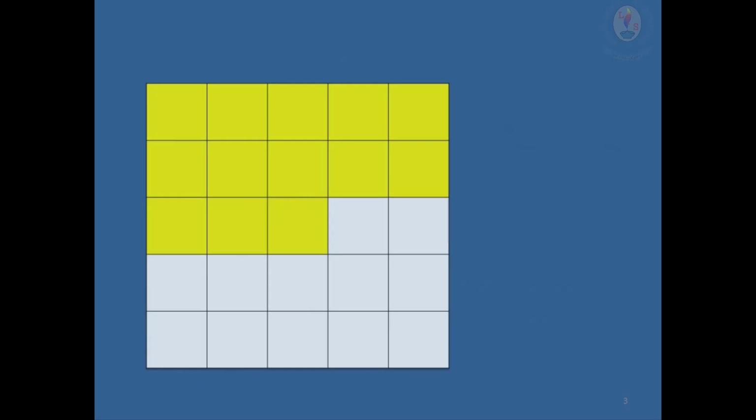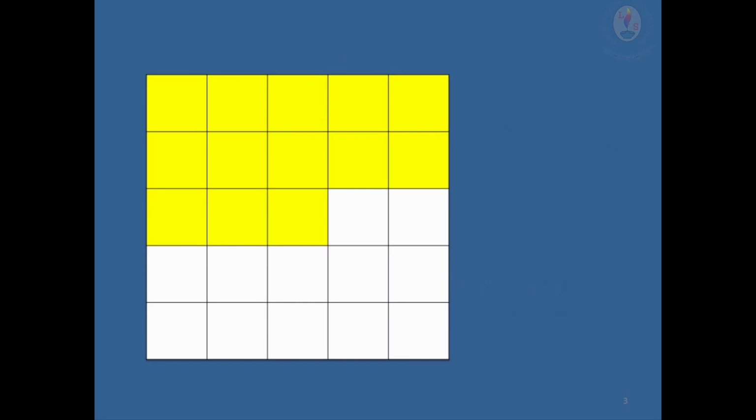Okay children, think you are going to give a piece of cake to your classmates. Your mother has already divided the cake into 25 parts, but there are only 13 students in your class. How can we write the fraction which you will share with your friends out of 25 parts? I have shaded that part. We can write this as 13 out of 25.